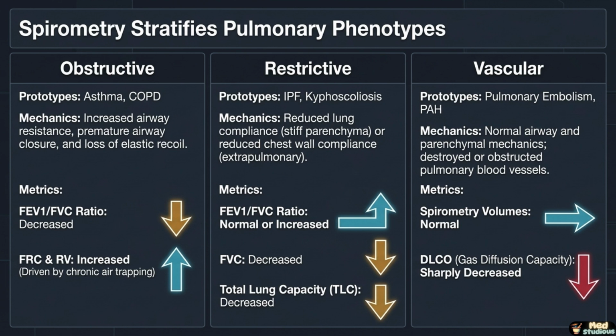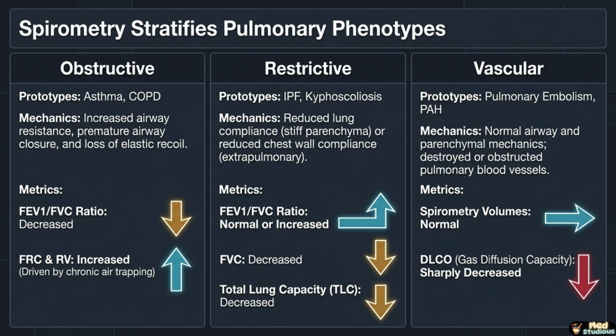Spirometry is one of the most powerful tools for classifying respiratory disease into three distinct mechanical categories. Obstructive disorders, like asthma and COPD, involve increased airway resistance, premature airway closure, and loss of elastic lung recoil. On spirometry, this produces a decreased FEV1 to FVC ratio, alongside increased functional residual capacity and residual volume, driven by chronic air trapping inside the lungs.